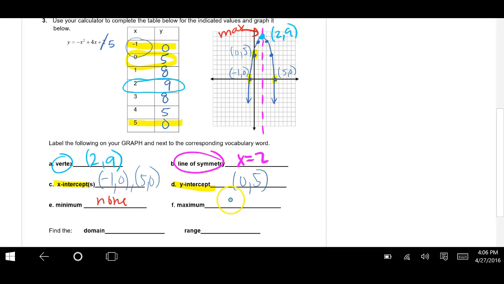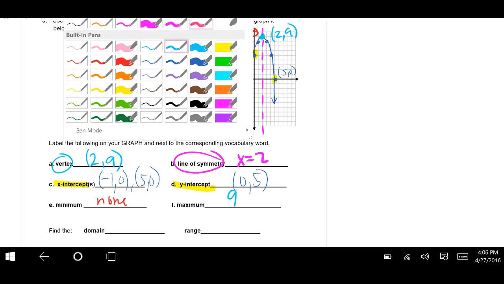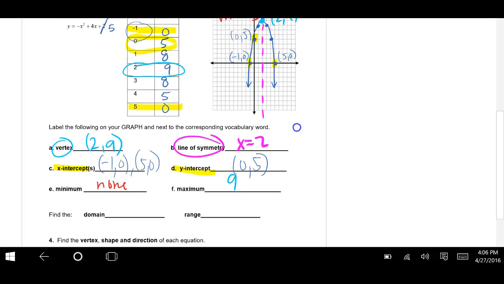So I'm going to draw that as a blue 9, because that same 9 I can get from just looking at the vertex. So the vertex tells us a lot of things. The x value tells us the line of symmetry, and the y value tells us the maximum, or in some cases the minimum. Okay, now the last thing is the domain and range.